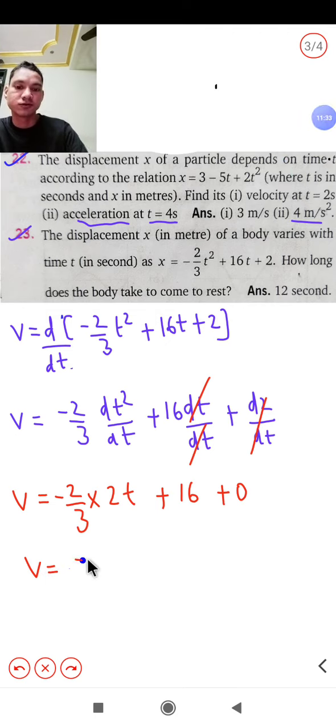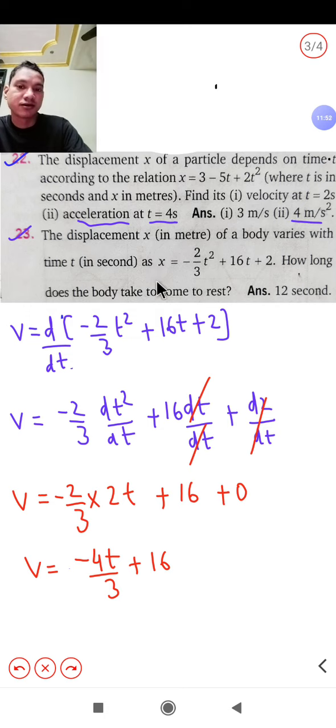So 2 into 2 minus 4t by 3 plus 16. This is the expression for velocity. Now further it is mentioned, how long does the body take to come to rest? We need to calculate the time. How long means we need to calculate the time.